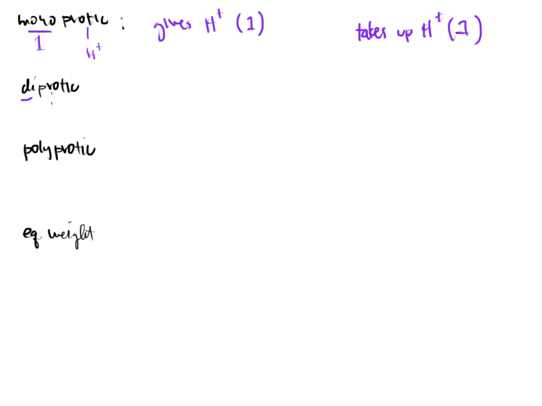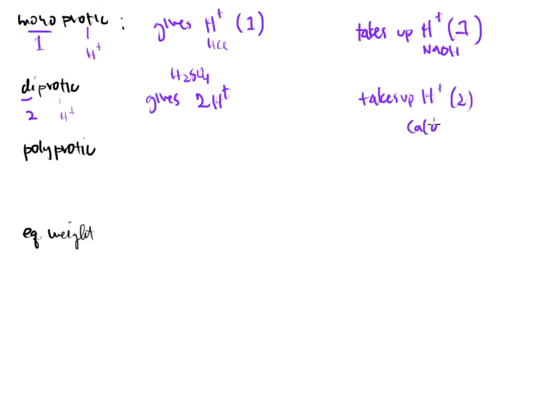You can kind of imagine that diprotic would be something very similar. Di means two, protic means hydrogen. So if I have an acid, it's going to give off two hydrogens, and if I have a diprotic base, it takes up two hydrogens in total. A diprotic acid would be something like H2SO4. Monoprotic would be something like HCl. A monoprotic base would be something like NaOH, and a diprotic base would be something like Ca(OH)2. So that's what we're talking about here.